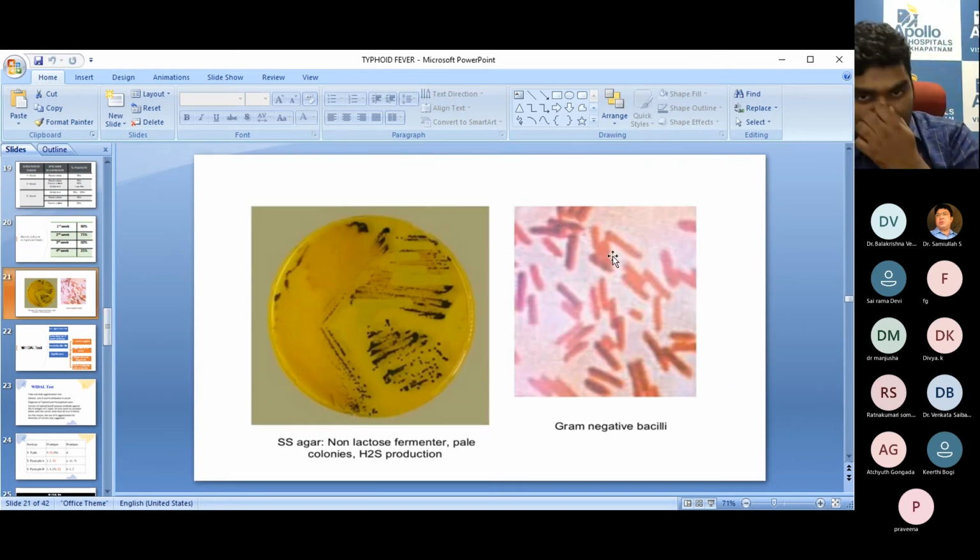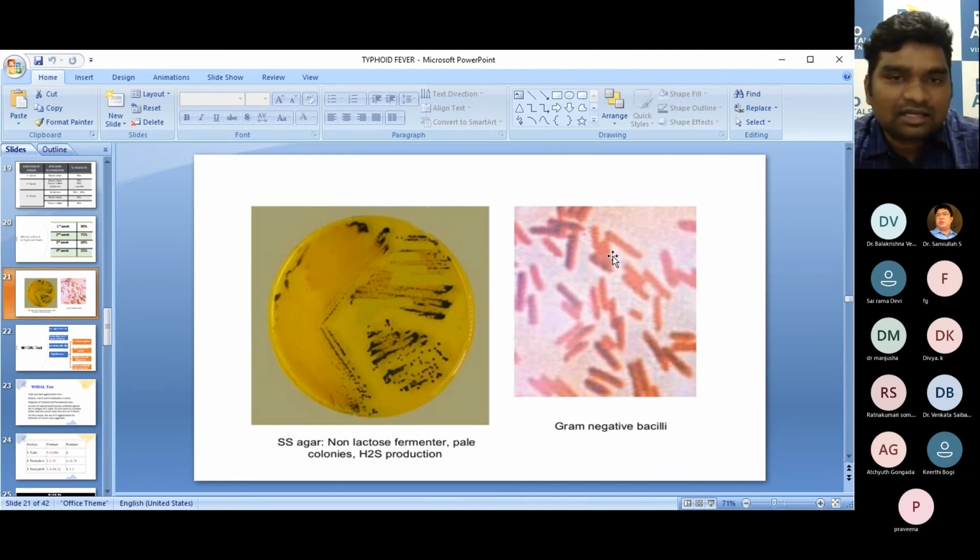How do you diagnose typhoid microbiologically? This means SS agar, Salmonella Shigella agar: non-lactose fermenter, pale colonies and H2S production. The black colonies are H2S production. So this indicates Salmonella typhi, and it is a gram-negative bacillus.